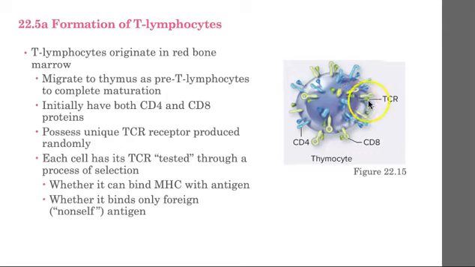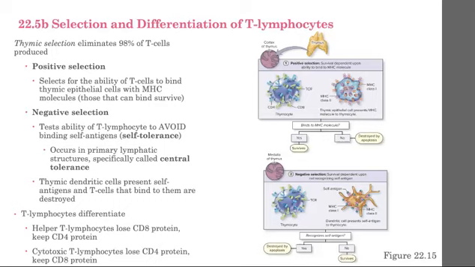They'll also have their T cell receptors that are going to be produced randomly with variant genetic makeups, and each cell will have its T cell receptor tested through the process of selection, which again we'll discuss on the next slide. We'll see if it would bind to antigens or if it is going to bind to its self-antigens. And here we are. We are going to go through thymic selection, and that will eliminate a whopping 98% of the T cells that are produced.